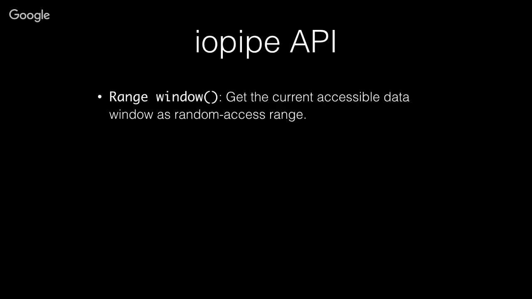So here, this is the API. It's very similar to ranges. You know, a range has front, pop front, and empty. Window gets you the buffer. So this gives you the access to the buffer. This is like front from a range API.